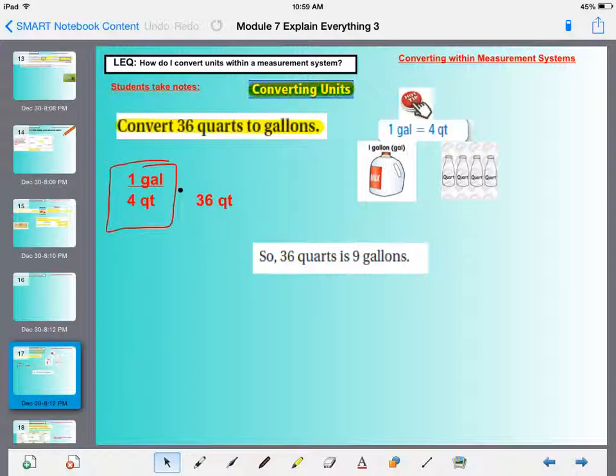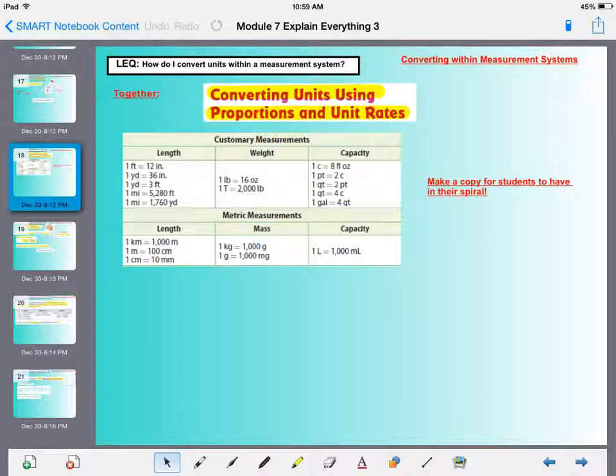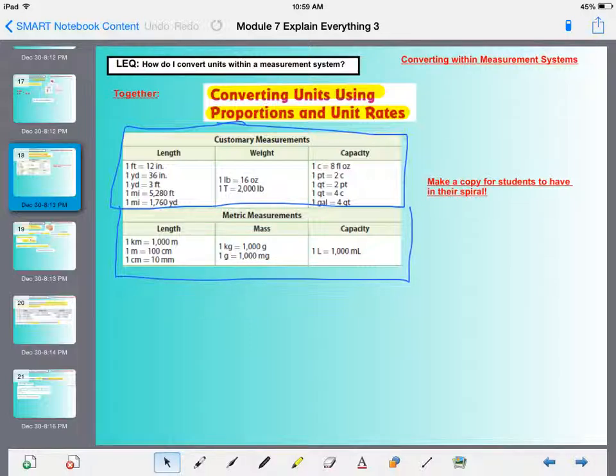So again, we would match up our quarts, and so to get from 4 to 36, we know we're getting bigger, so we multiply times 9, and what we do to the quarts, we do to the gallons, and so we know that there are 9 gallons to 36 quarts. And this is just an example of the conversion sheet or reference that you have in your spirals, and this one does break it up into your customary measurements, the ones used in the United States, and then on a separate space they give us the metric measurements, which are utilized in other parts of the world.